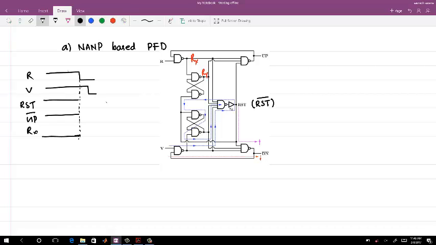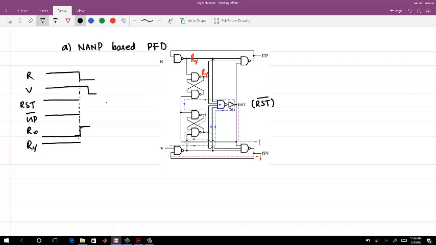Now, as R goes low, your Rx is going to be high, right? Rx goes high, and Ry was actually high before. So now your reset bar was high, Rx goes high, Ry was already high, so your up bar goes low.